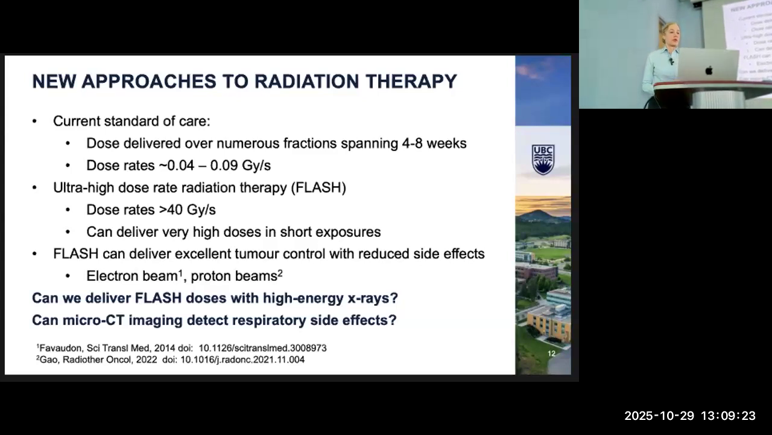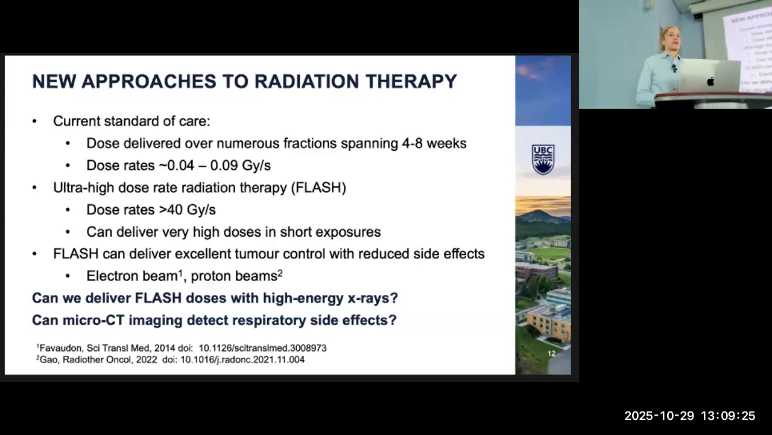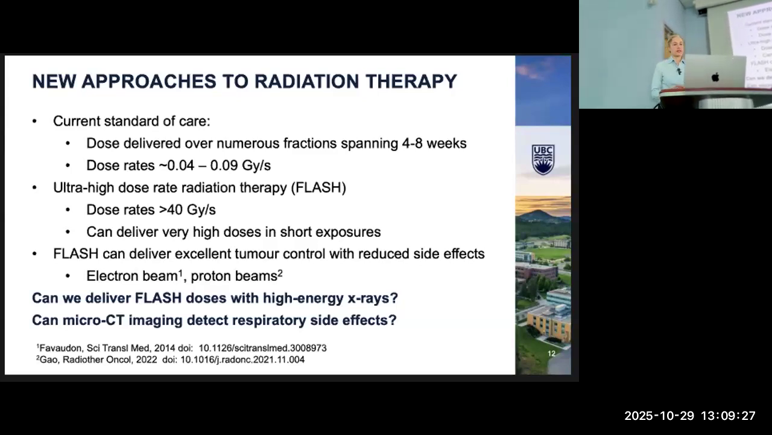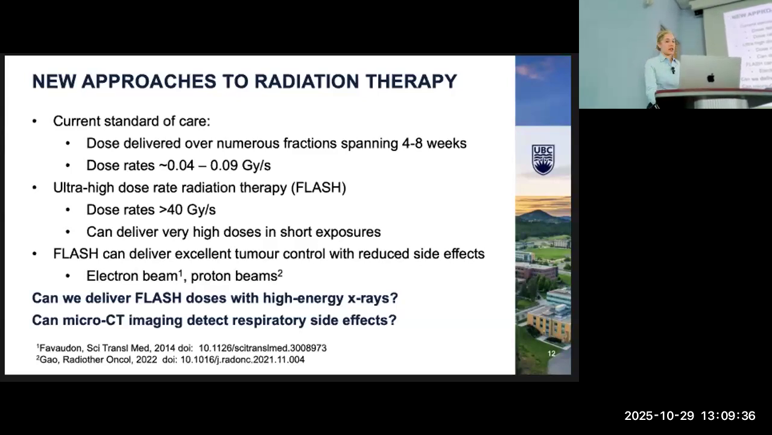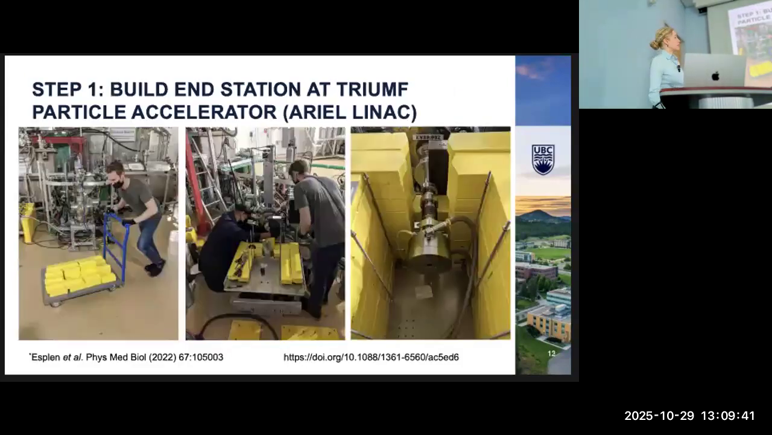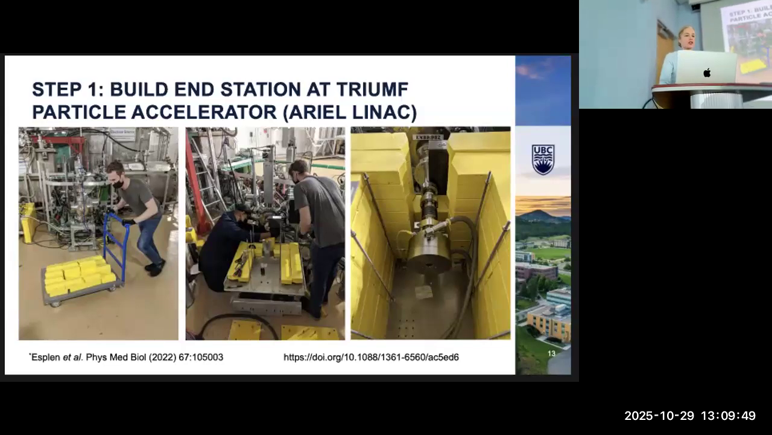So our research question: we wanted to know if we could deliver a flash dose using X-rays, and can we use micro-CT to detect these respiratory side effects? To get this ultra-high dose rate, we can't just use a regular X-ray tube. So we went to TRIUMF and did it there. We had to build an end station, which took a lot of designing and modeling to get a target that we could place in the beam to produce the X-rays that we wanted.